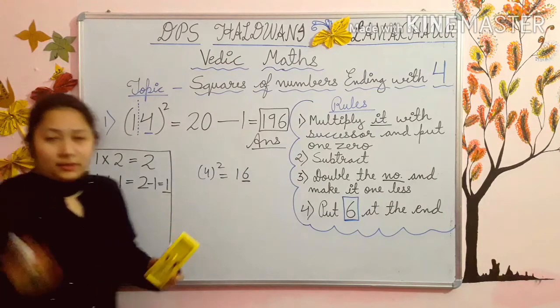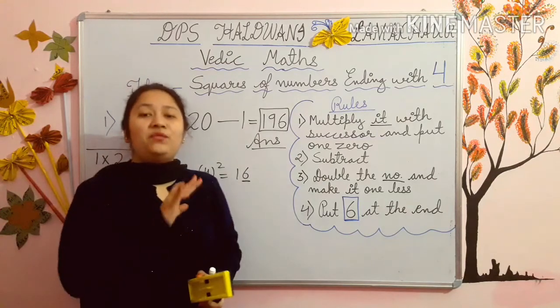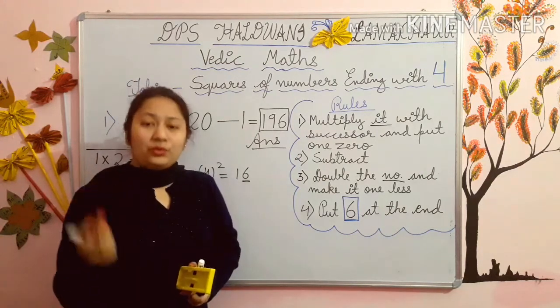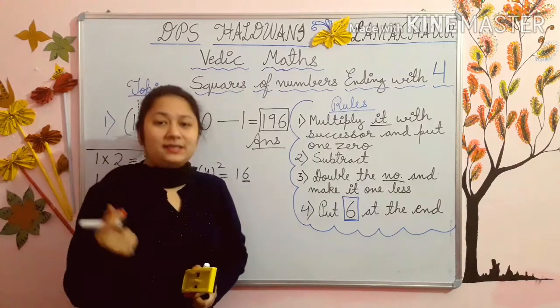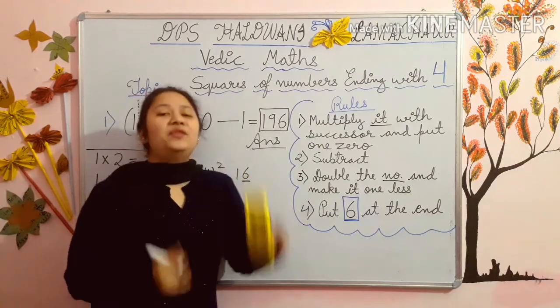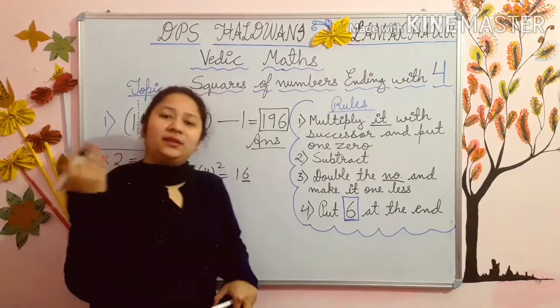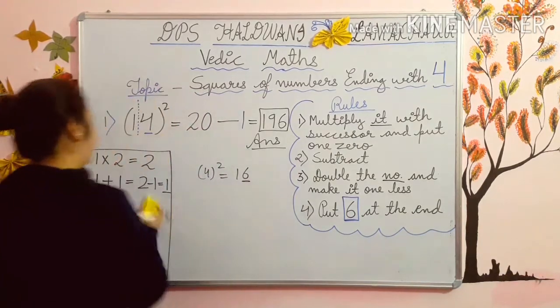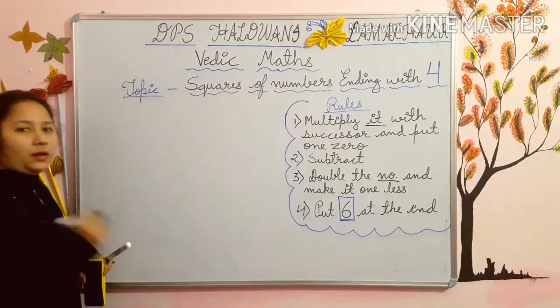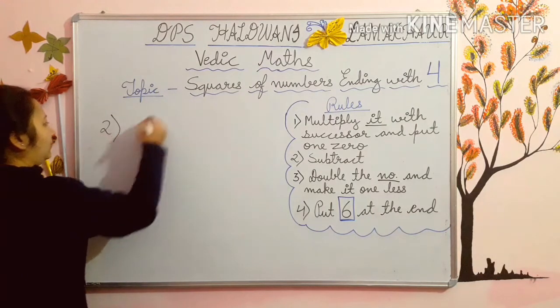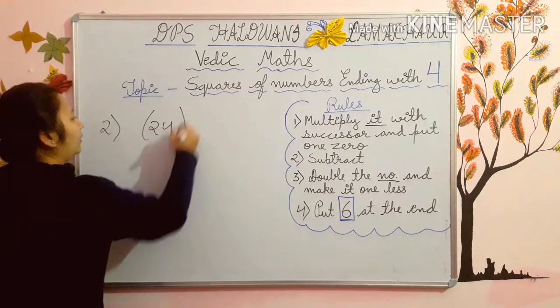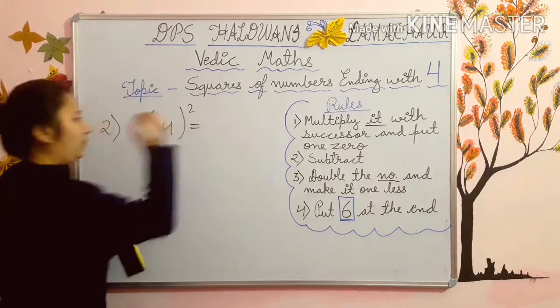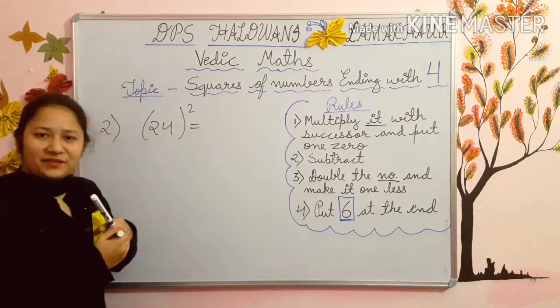Students, if you will practice this method, it's very, very easy. You can do your sums in some seconds if you will learn this method. You will get it more when we do our second sum. Now your second sum is the square of 24. So let's start, students, with our trick.